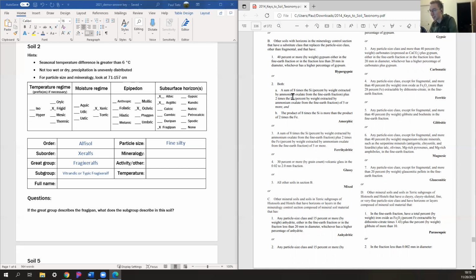Okay, well, let's try this. Amorphic kind of does mean, we're talking about mineralogy here, I guess. So I'm not sure if that's volcanic ash or not, but 8 times. Okay, so we're going to take silica times 8 plus 2 times the iron.